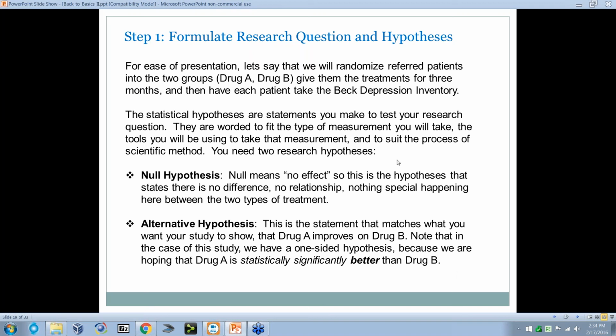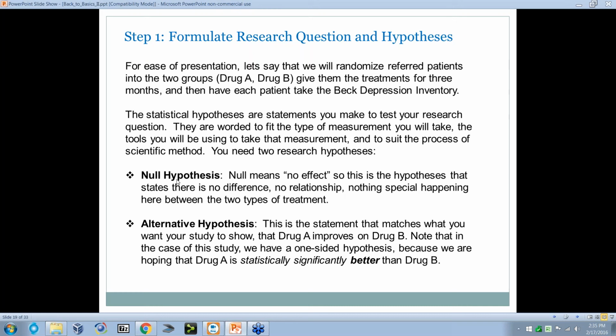Statistical hypotheses are the statements you make to test your research question, and they're worded to fit the type of measurement you will take, the tools you'll be using to take that measurement, and to suit the process of scientific methods. So you need two hypotheses. You need your null hypothesis, and your null hypothesis means no effect, and that's why it's null. This is actually the hypothesis you're testing, and this is where it confuses people because they go, well, wait, why? How come I'm not testing the alternative, which is what I want to know? Is drug A better than drug B? I want to test that. No, you're testing that drug A isn't any better than drug B. You're testing that there's no difference, okay?